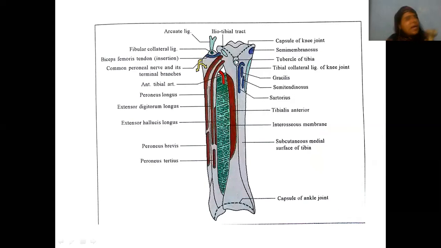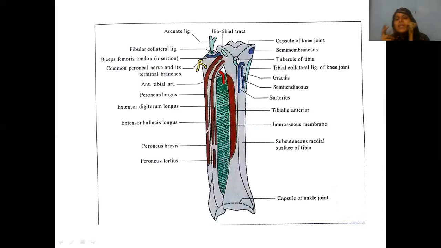Do you remember? We have the quadriceps femoris muscle. What are those? Vastus medialis, vastus lateralis, vastus intermedius and rectus femoris. All together, you call them the quadriceps femoris. Where are they getting inserted? Tibial tuberosity.